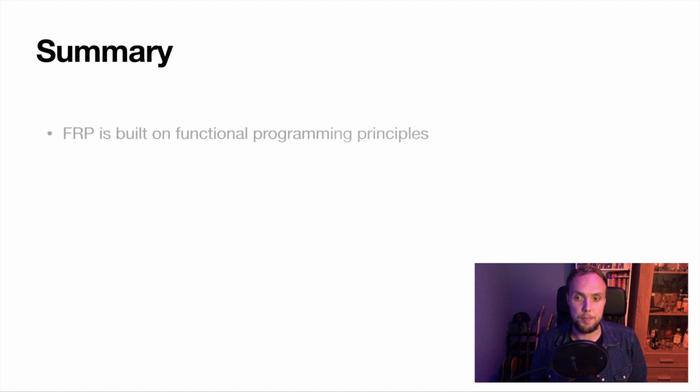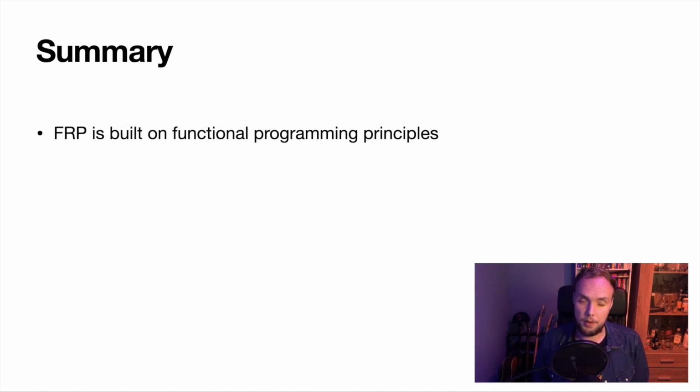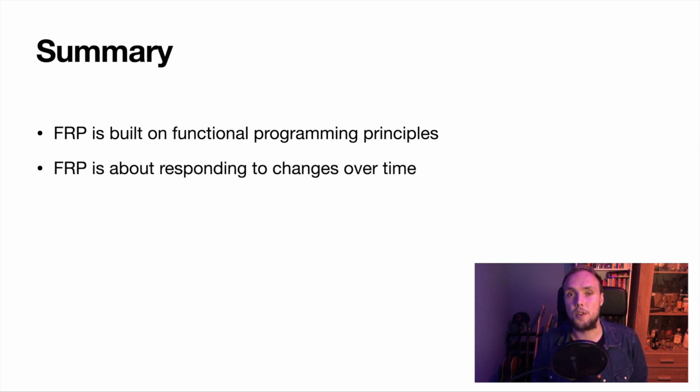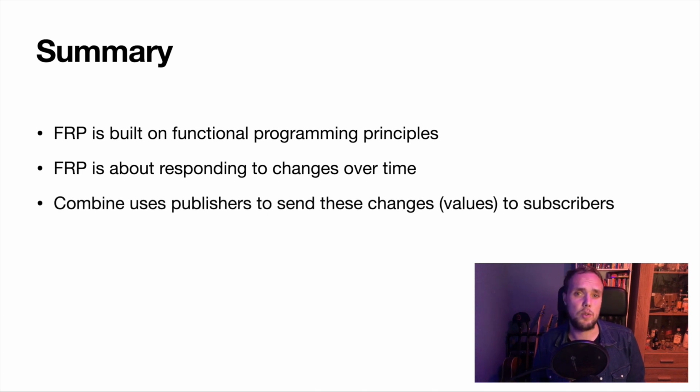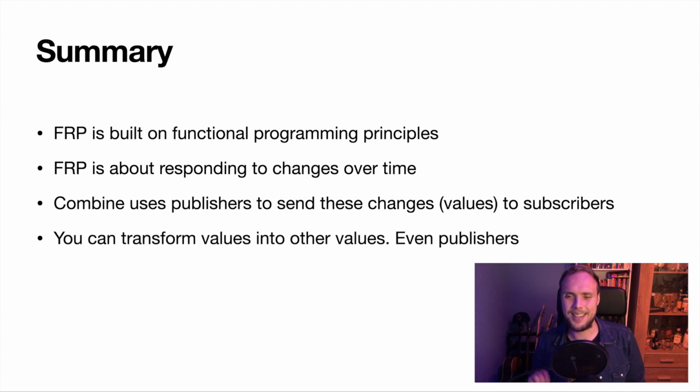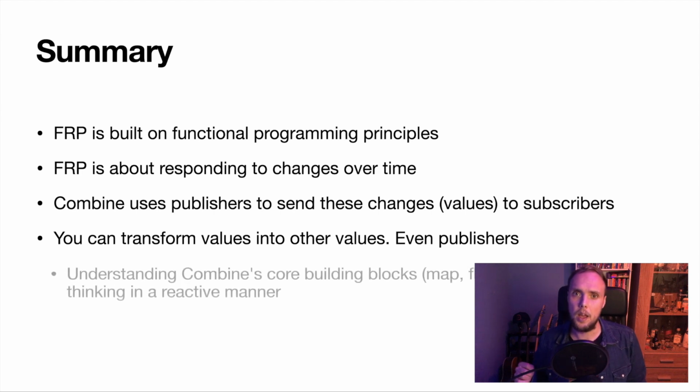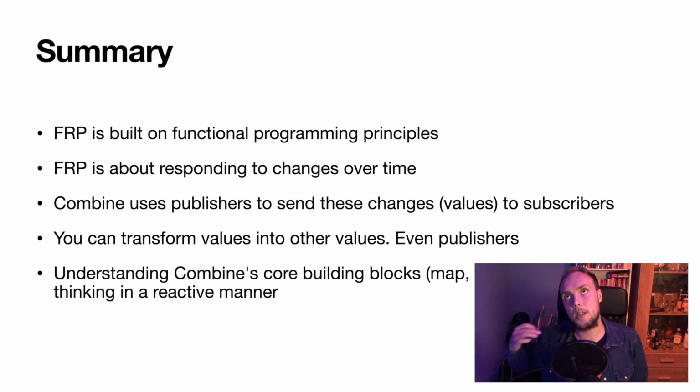Functional reactive programming is built on functional programming principles. It uses pure functions and everything. It's all about responding to changes over time. So that means that not everything happens synchronously. Things can happen asynchronously over the duration of your app. Combine uses publishers to send changes or values to subscribers. And understanding the core building blocks like map, flat map is key to thinking in a reactive manner. When you consider everything as a stream, you will see how you can take a value and send it down a route where it's transformed into other things, and you can build very exciting things with it.